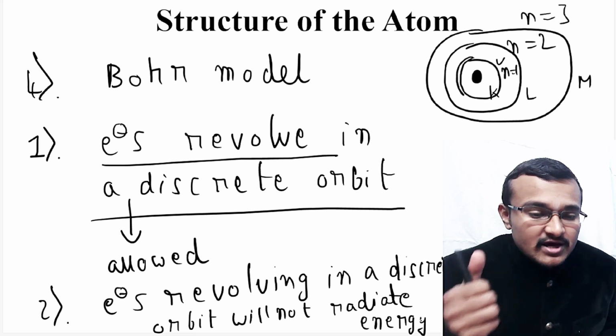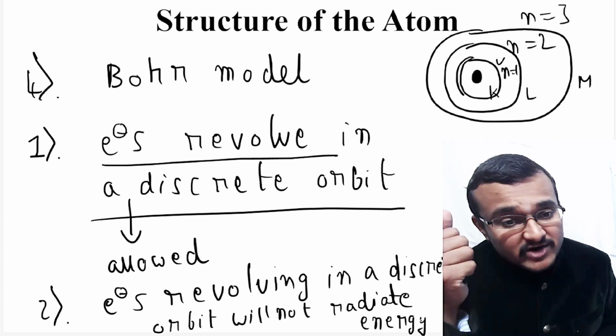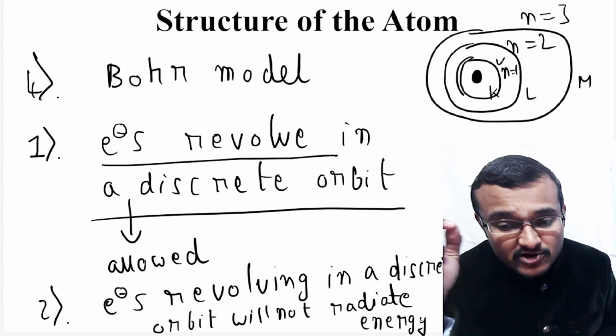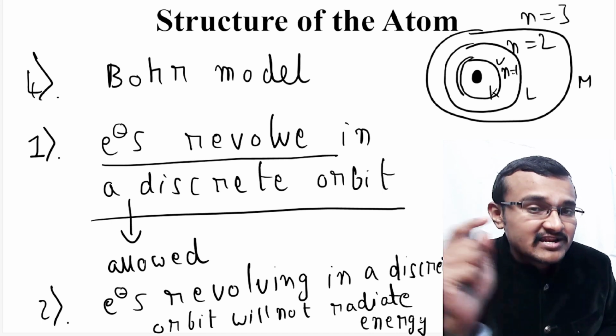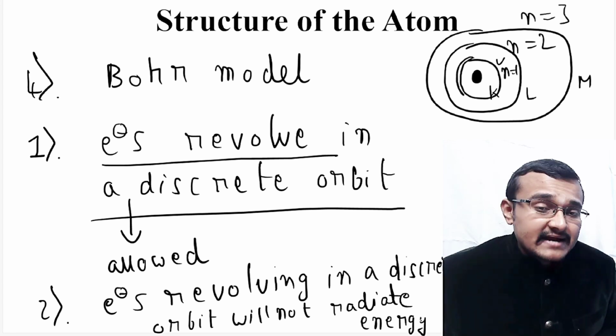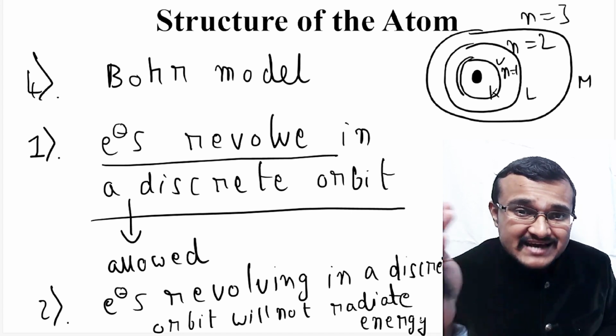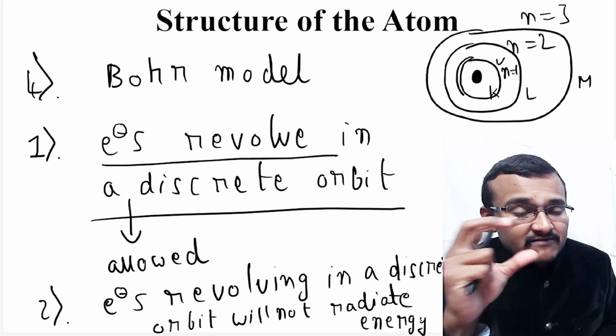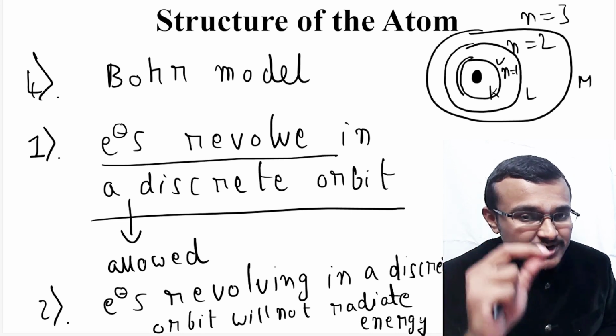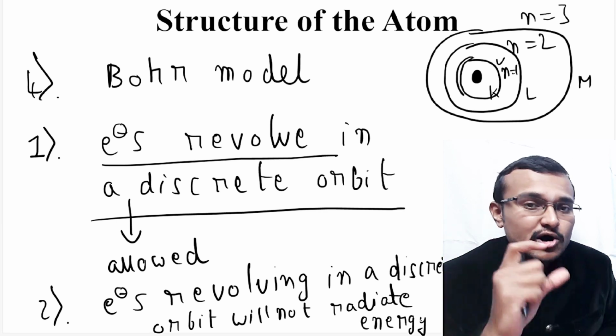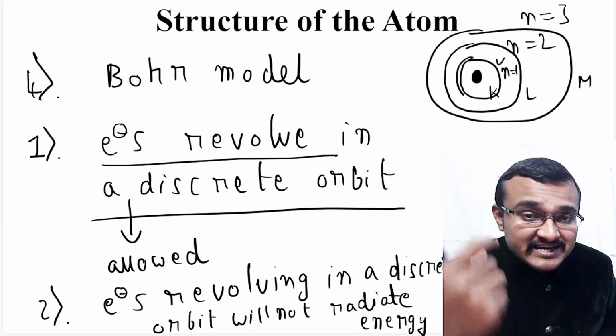So here two main postulates you have to explain. One is electrons revolve in discrete allowed orbits, and also when electrons revolve in this particular discrete orbit they will not radiate any kind of energy. And all the discrete orbits are given with a certain energy level, where the first discrete orbit is known as n is equal to 1 energy level, or that particular orbit is known as K shell.